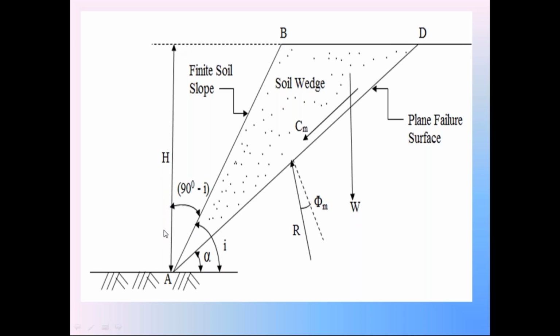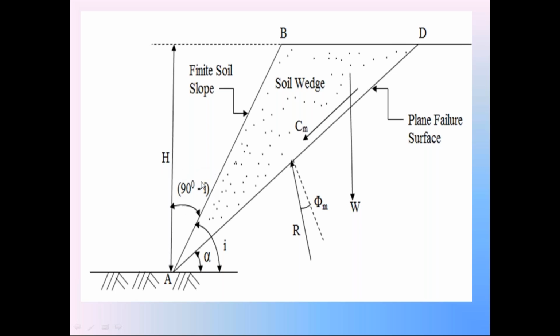Take this right angle triangle in the diagram. In that right angle triangle, cos(90 minus i) is equal to the adjacent side h divided by the hypotenuse AB.